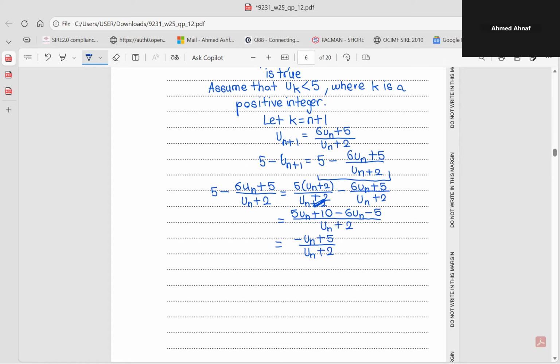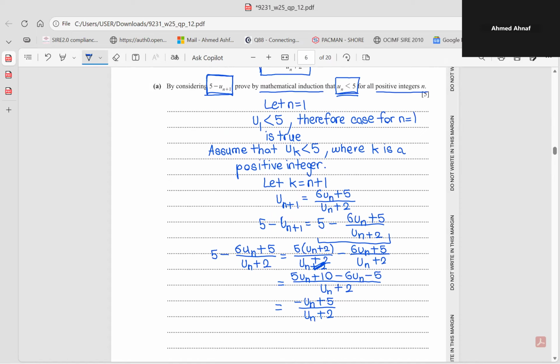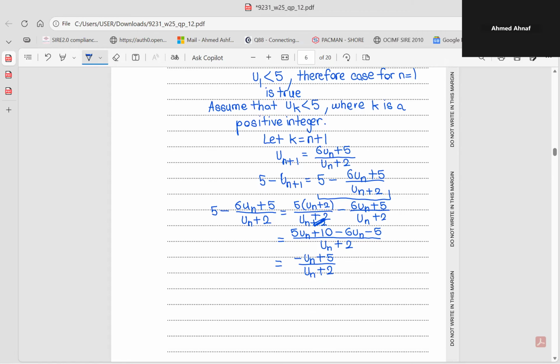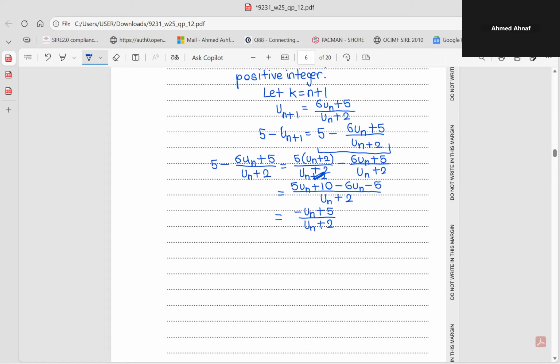All right. So now we're going to somehow prove that this is more than or equal to 0. So in order to do that, let's factor out the negative 1 from the numerator for simplicity. So Un minus 5 over Un plus 2.